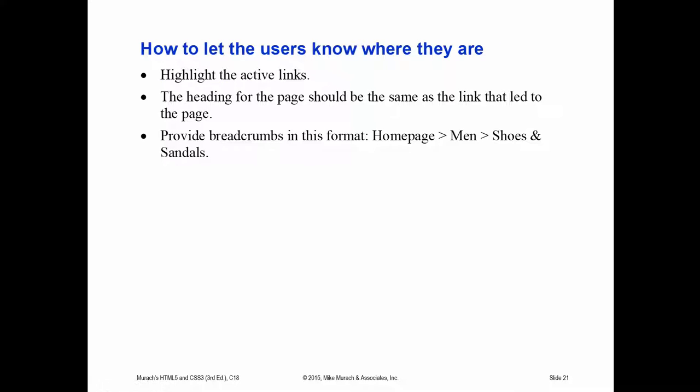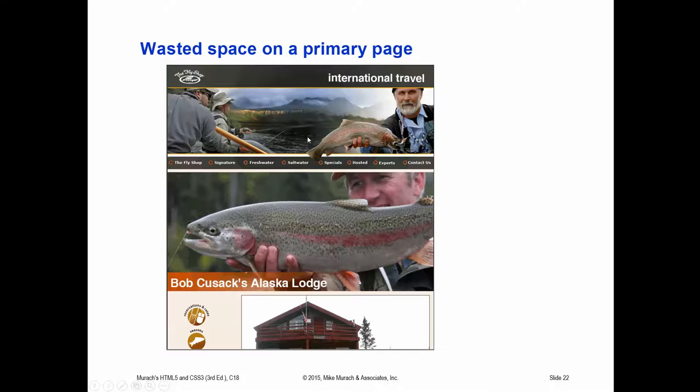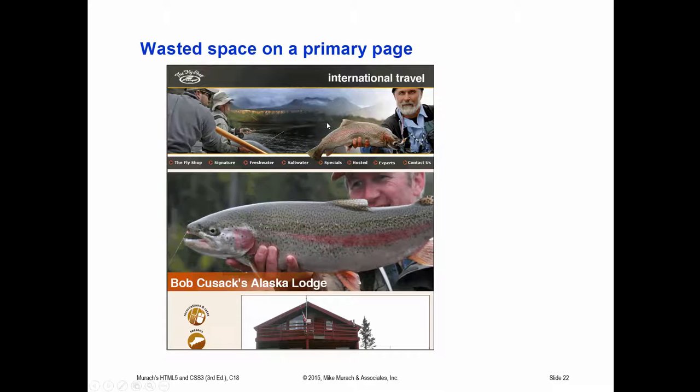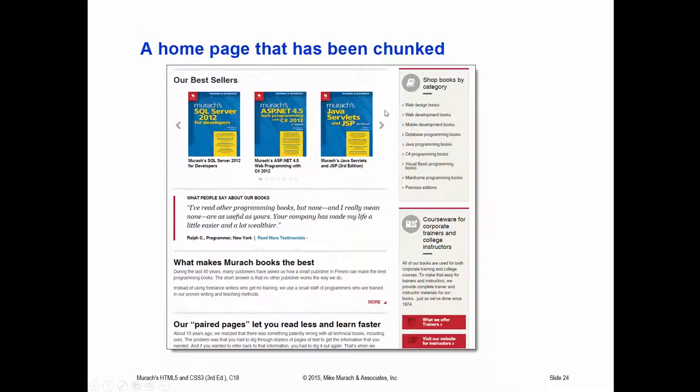We do want to let users always know where they are, as opposed to having to look in the address bar, which is kind of tough. Some users are not used to that. So breadcrumbs seems like it would be a good thing to do. We will not at all have a homepage that looks like this. We'll keep our header fairly small. We will prioritize the components for each page. All right, we'll give the most important components primary locations.